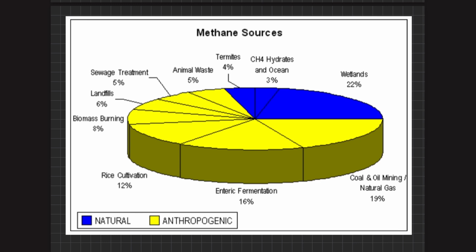through coal and oil mining and by natural gas it is emitted by 19%. Through fermentation it is emitted by 16%, then rice cultivation by 12%. Similarly 8% by biomass burning, 6% by landfills. Sewage treatment produces 5% of methane, whereas animal waste produces similarly 5% of methane in the atmosphere.